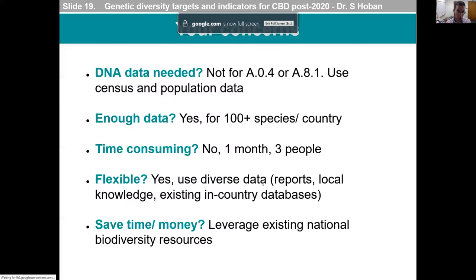Okay, so these were common questions or concerns or worries. People wonder if there is enough. So is DNA data needed? No. For the NE500 and populations maintained indicator, no DNA data needed or reported.